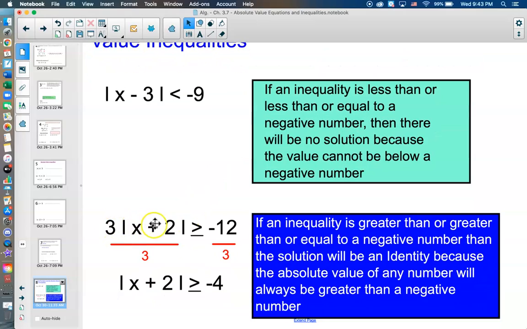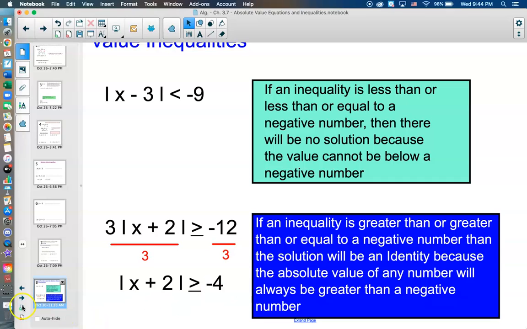Now, the other special case is we have an absolute value expression. We need to isolate it, so we're dividing by 3 on each side. So you have the absolute value of x plus 2 is greater than or equal to negative 4. Now this is different. We had the less than a negative. This time it's greater than a negative. Well, the absolute value of anything is always going to be greater than a negative. So when that happens, it's an identity. It's all real numbers. It's infinitely many solutions. Any number we substitute in will always make it be a larger number than a negative. Okay, and those are our special cases.